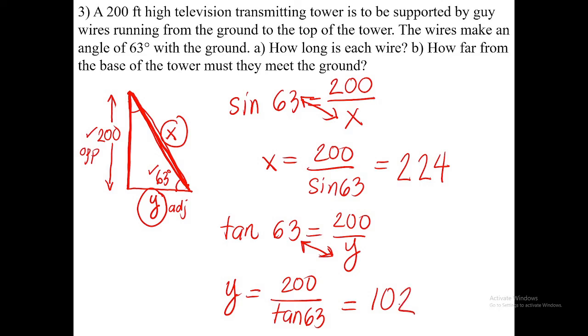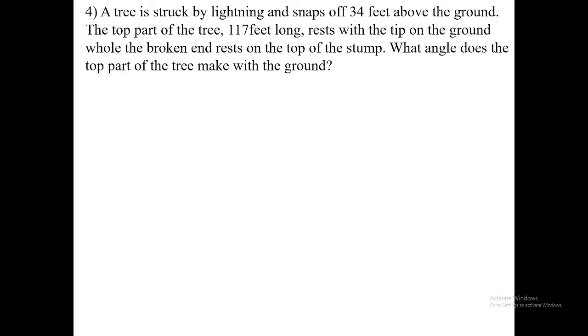Why did I say 392 was too big? Because the hypotenuse here is 224. I should be looking for an answer less than this. That's one way of telling whether your answer is right or wrong. The hypotenuse is the longest side, so my answer should be less than 224. Okay? Next, let's have problem number 4.